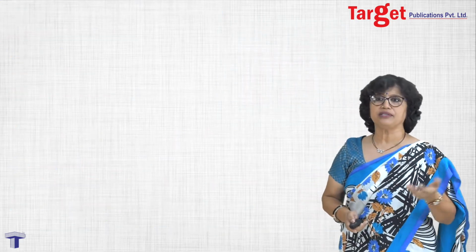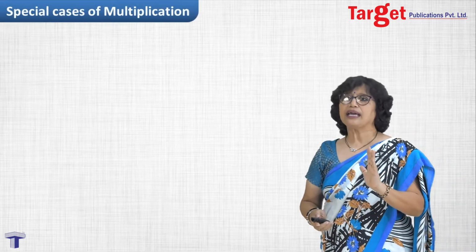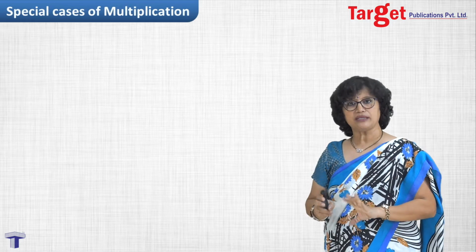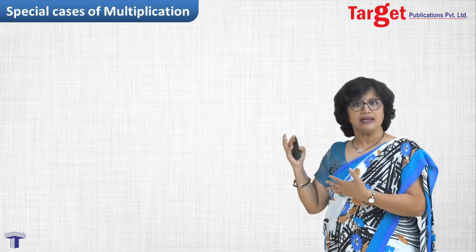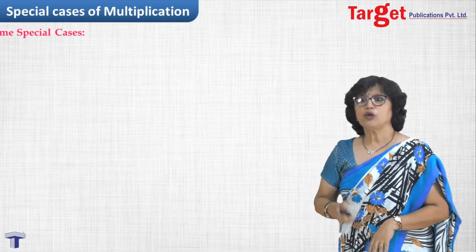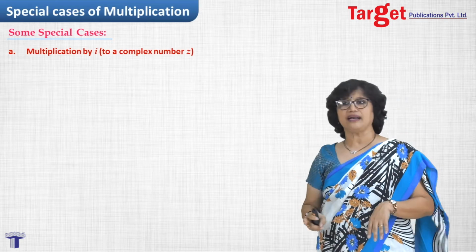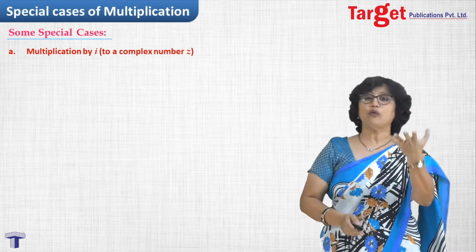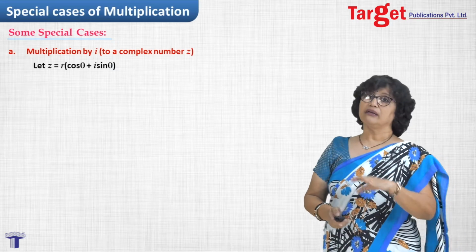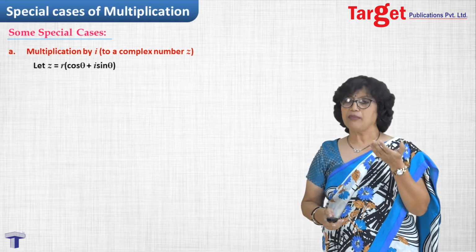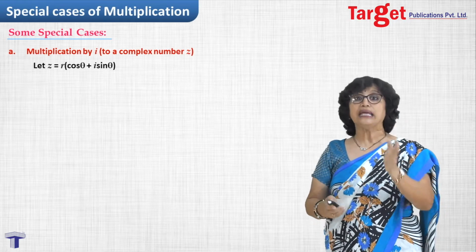Now let us move towards some special cases of multiplication. Why am I taking it? Because once I take it at this place, your problem solving sessions would be easier. Instead of repeating them again and again, let me have it here itself. Now my first special case is: if I multiply a complex number z by i, then what happens? When we were doing the multiplication part on the Argand diagram, I emphasized that you try to write a complex number in polar form.